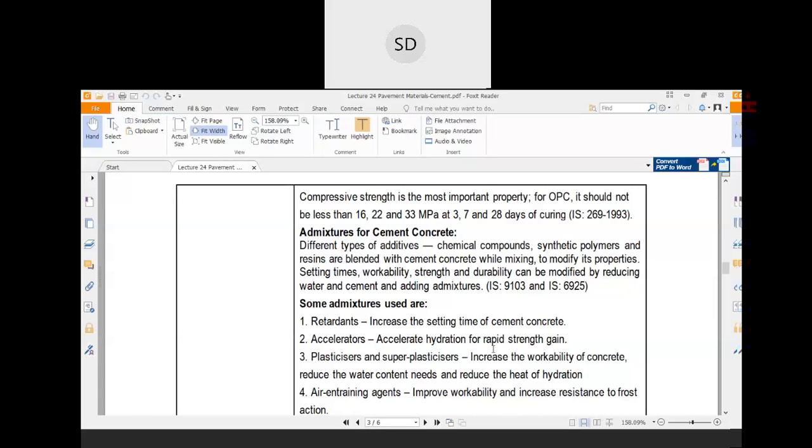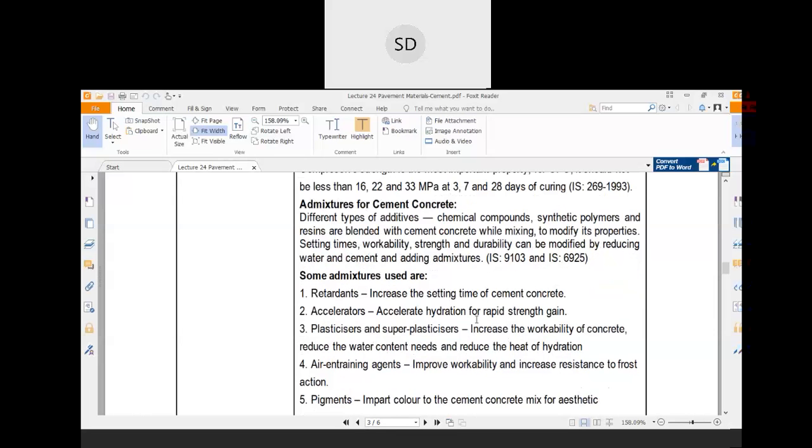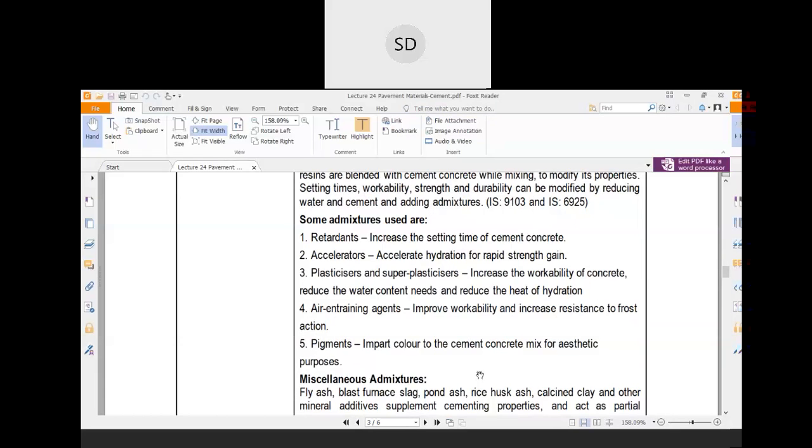Now there are different types of admixtures. Some are retardants, which increase the setting time of the concrete; accelerators, which accelerate the hydration for rapid strength gain; then plasticizers and super plasticizers, which increase the workability of the concrete and reduce the water content; then air entraining agents, which improve workability and increase the resistance to frost action; and pigments to make it colorful.